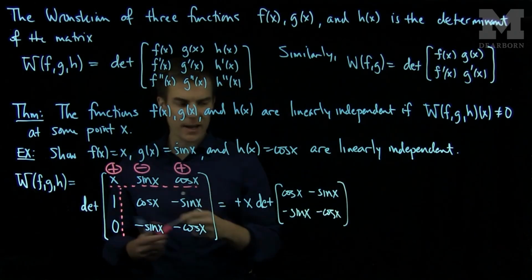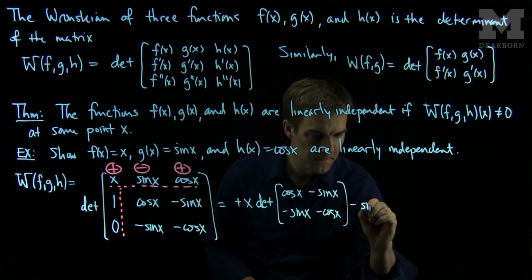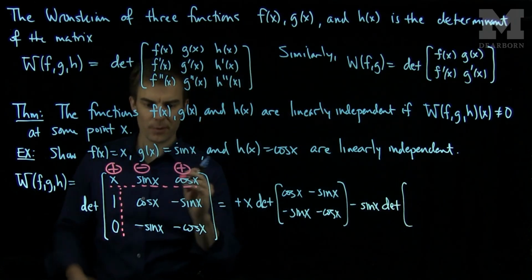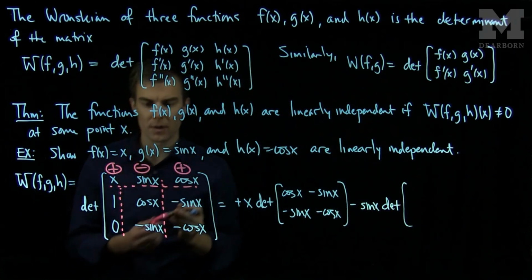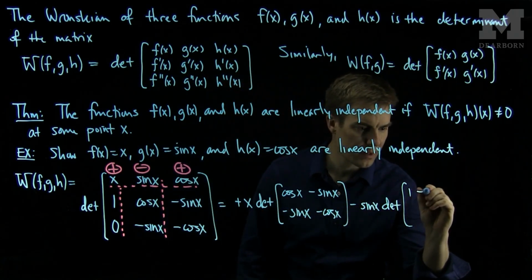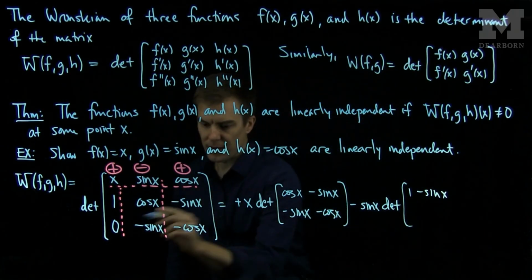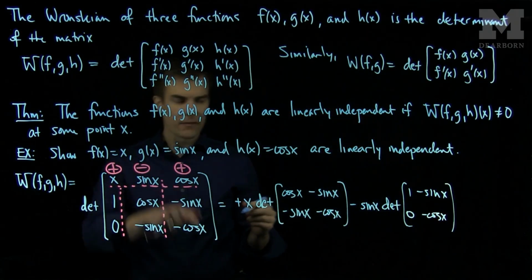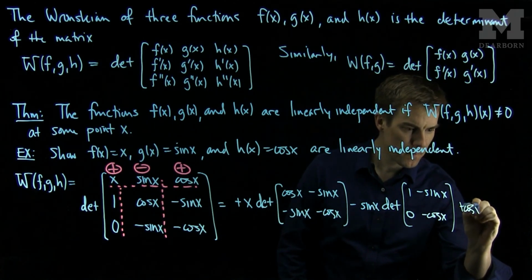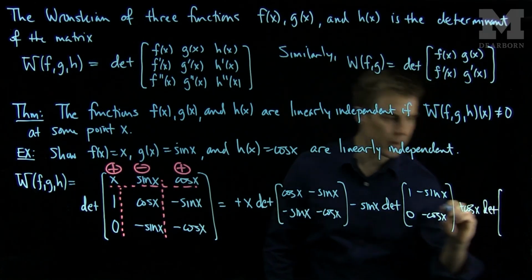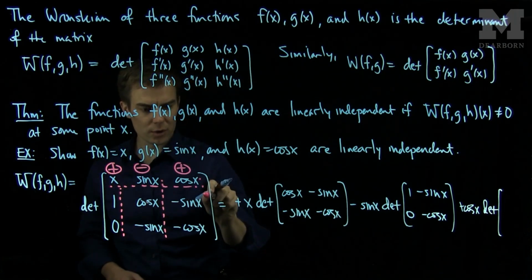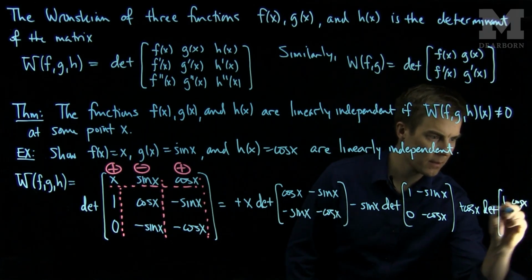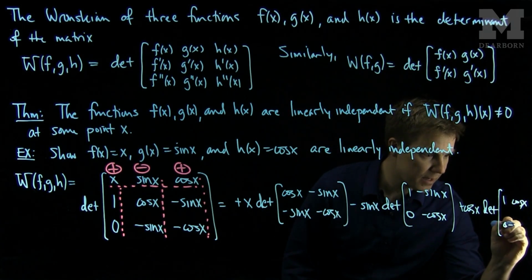Then we proceed to sine, so I'll have a negative sine times the determinant of the matrix we get when we eliminate the row and column in which sine resides. If we do this, we'll have a 1, negative sine, and then a 0, negative cosine. And finally, I'll have a positive cosine times the determinant of the matrix we get when we eliminate the row and column in which cosine resides. When we do so, I will have a 1, a cosine, and then a 0 and a negative sine.